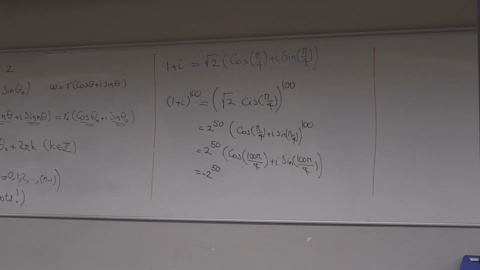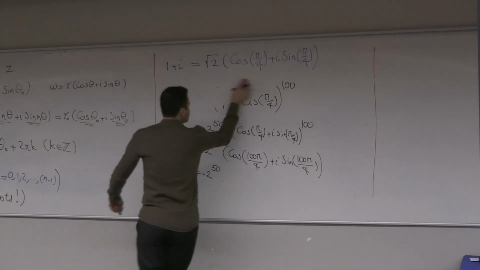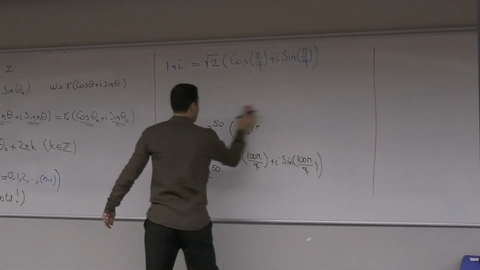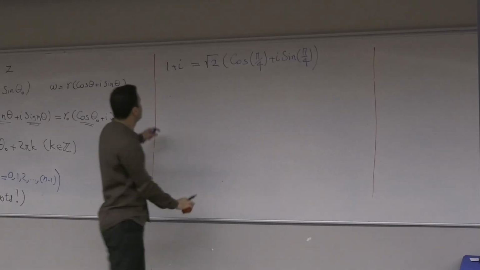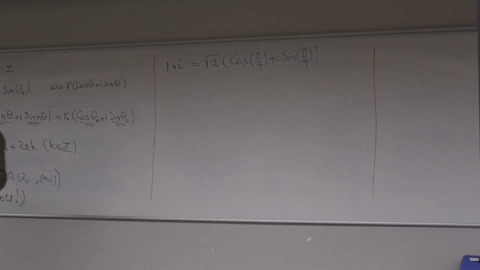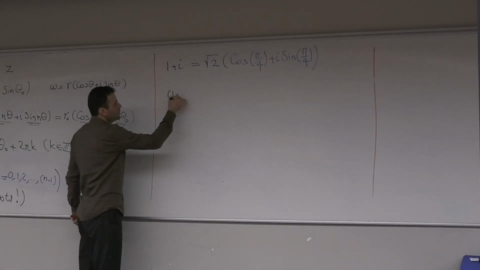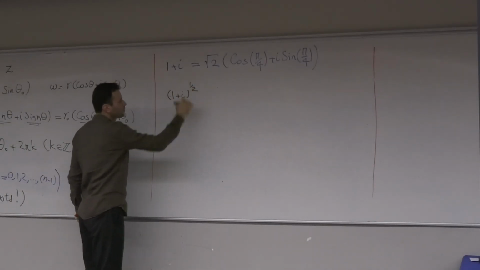For instance, if I ask you to calculate the square root of this number, which means 1 plus i to the power of 1 over 2, what will happen?